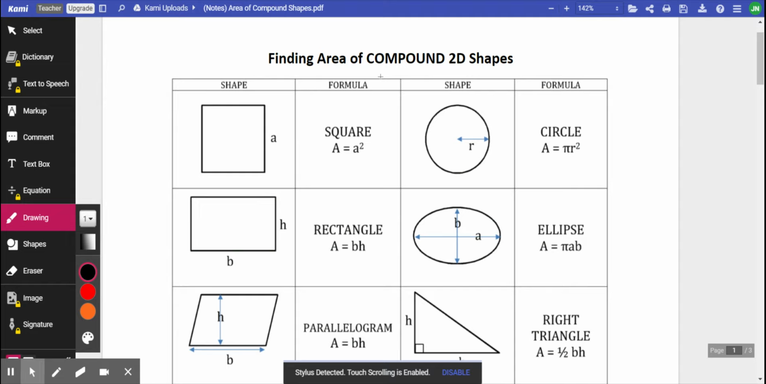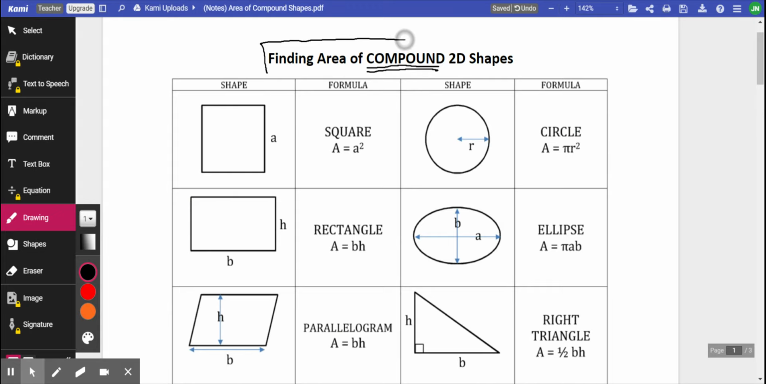Hey everyone, in this lesson we're going to be talking about how to find the area of compound 2D shapes. So the keyword here is compound. Compound shapes are the ones that are made up of two or more shapes that you're more familiar with. So typically in mathematics, when you have more than one basic shape that you're familiar with, you can put those together and come up with a compound shape.